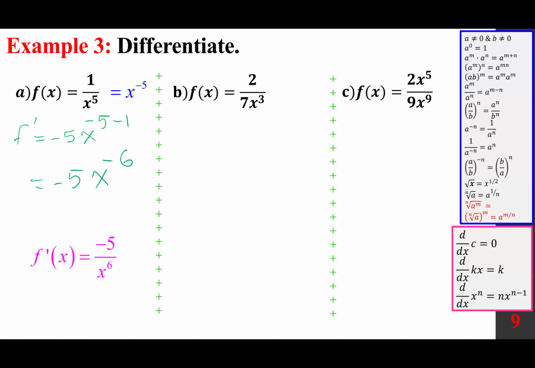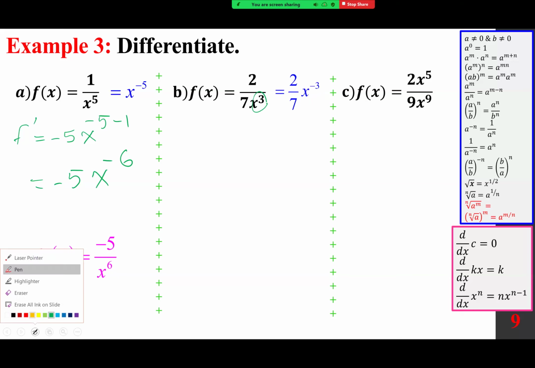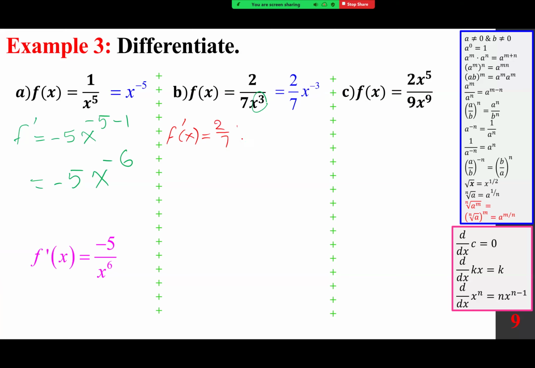What happens in part B? We're going to move this up, and now we are ready to use the power. So we are going to write f prime of x. It's 2 over 7 times negative 3 x to the power of minus 3 subtract 1. And again, this is it. This is the calculus step.